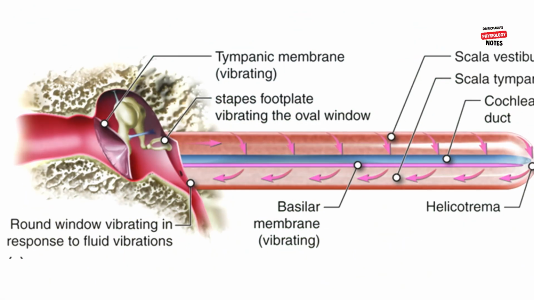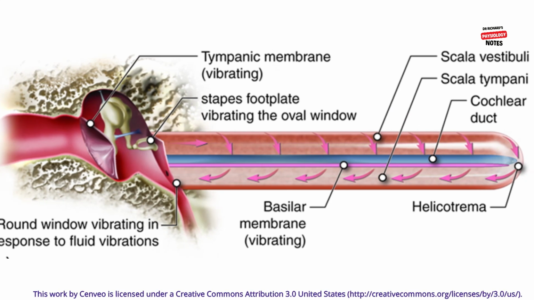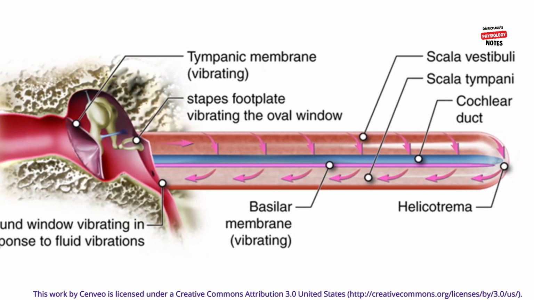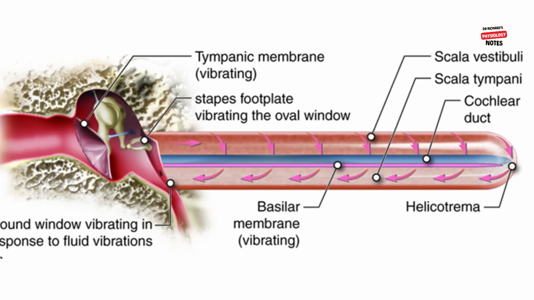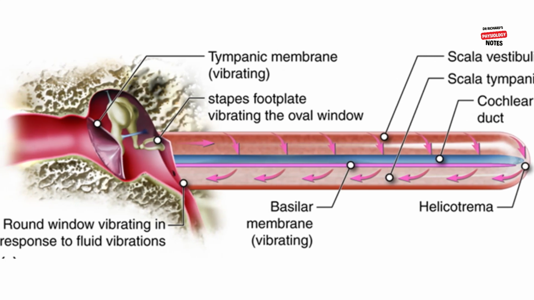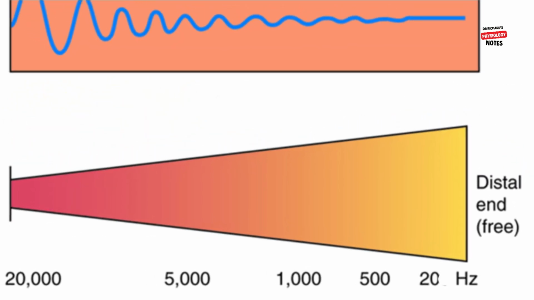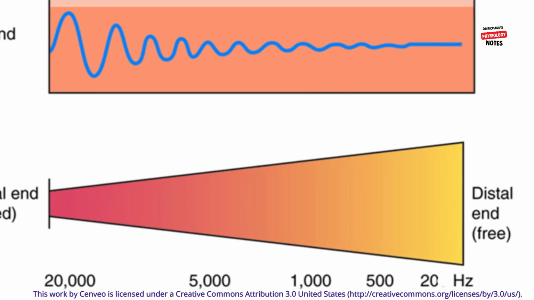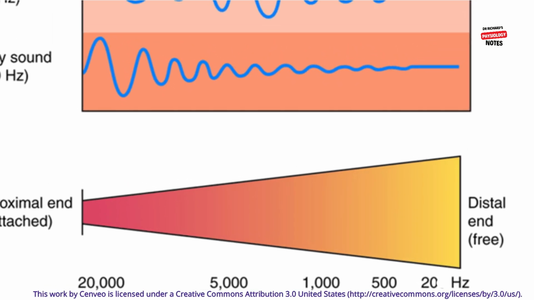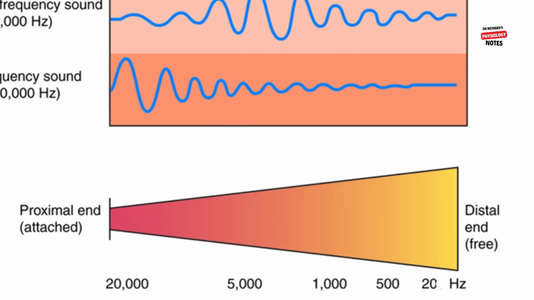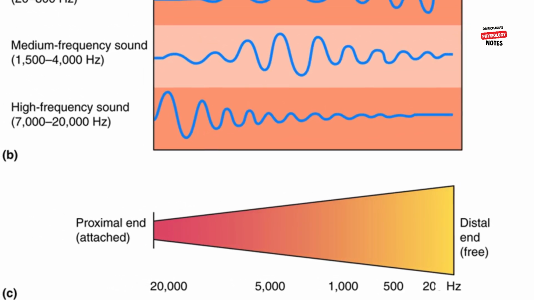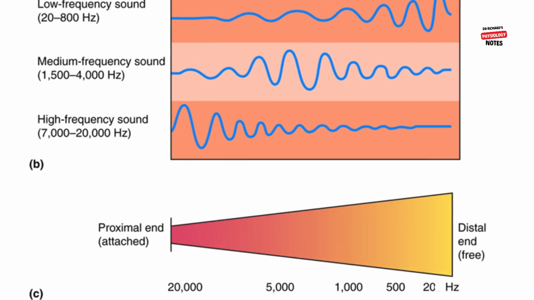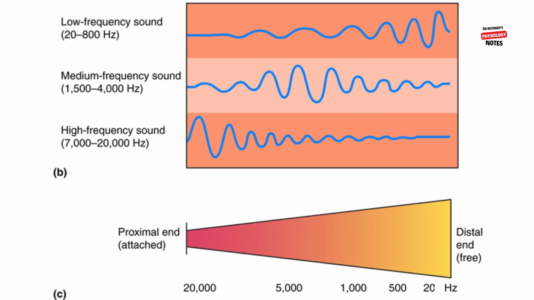As a standing wave is set up within the scala vestibuli and scala tympani in response to movement at the oval window, the basilar membrane responds by moving at a specific spot, depending on the frequency of the standing wave. The cochlea encodes auditory stimuli based on frequency between 20 to 20,000 Hz, the range of human hearing. Higher frequencies cause the basilar membrane close to the base of the cochlea to move, and lower frequencies cause the basilar membrane closer to the tip of the cochlea to move.